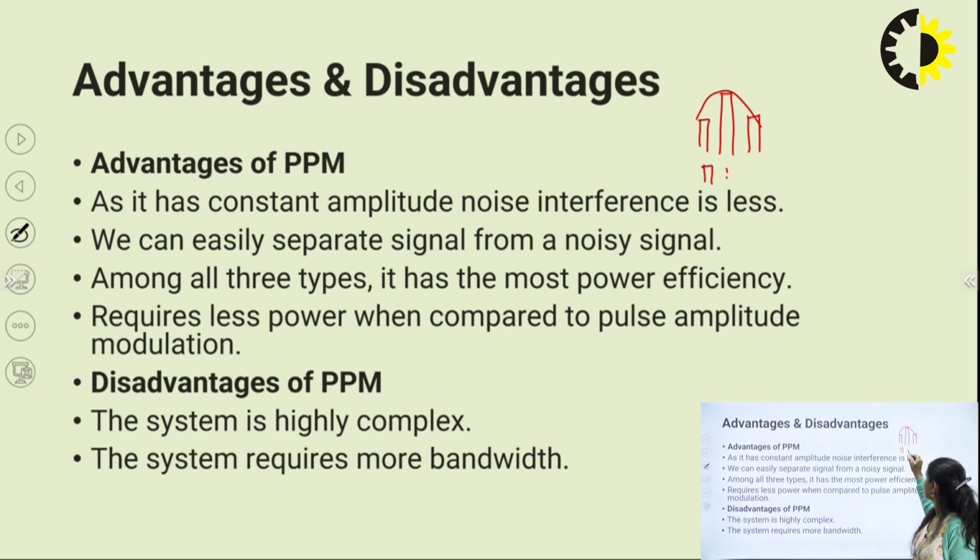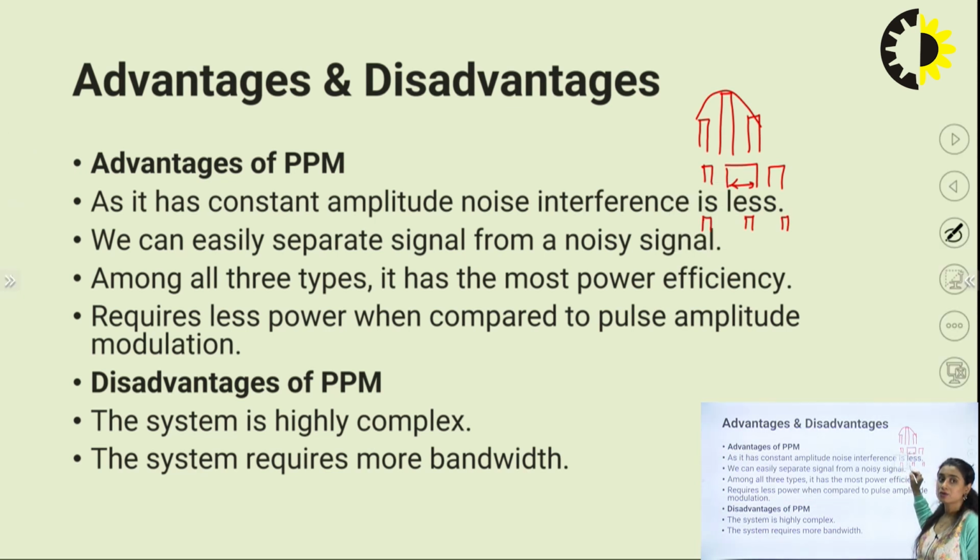In PWM, you have to keep the power on for a longer duration of time when the width of the pulse is larger, whereas in PPM, only the position is varying, neither the amplitude nor the width. So power is fixed. You don't have to keep power on for a longer duration of time. So this is the most efficient form of pulse modulation if we compare these three versions, right? This is a clear-cut advantage of using PPM. Among all three types, it has the most power efficiency, true. It requires less power when compared to pulse amplitude modulation, true.